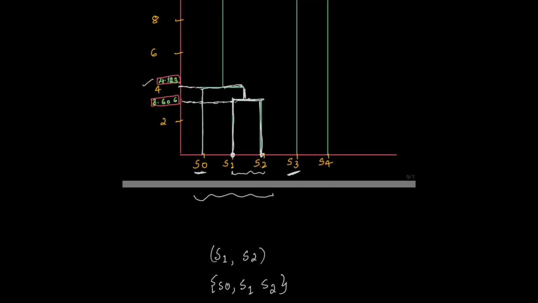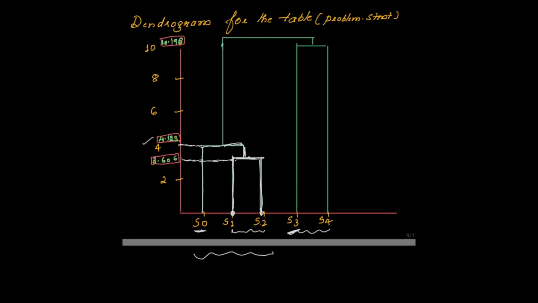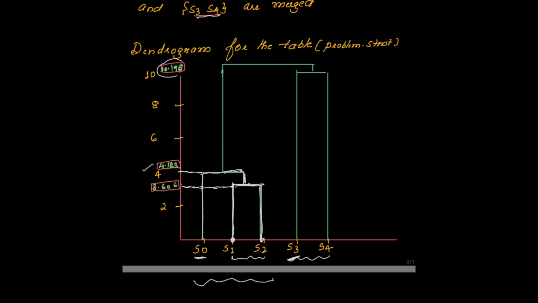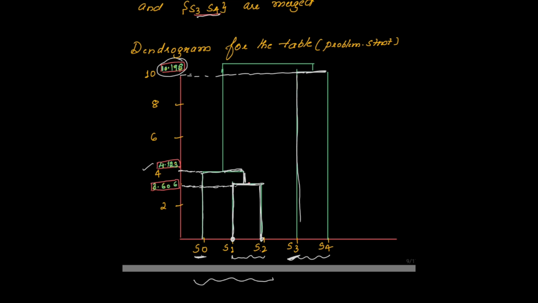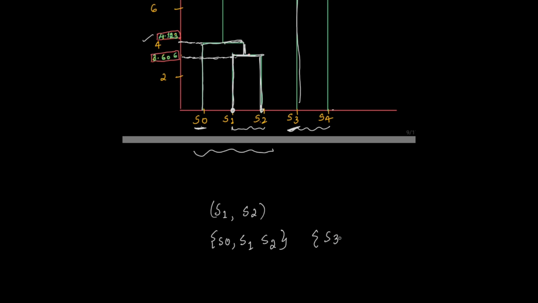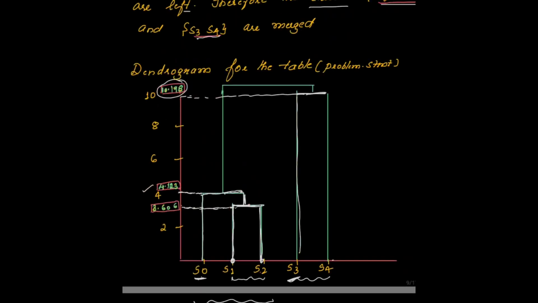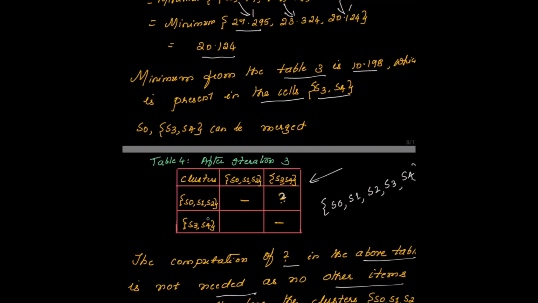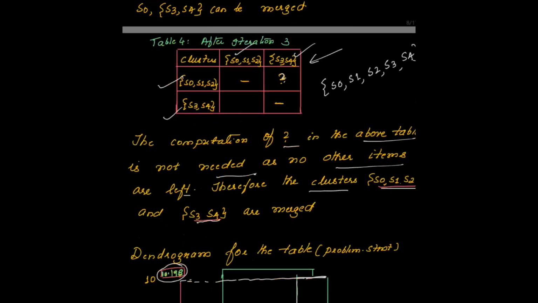After that, the distance between S3 and S4 is 10.198. So whatever height I have sketched here is your 10.198. So you have one cluster here with S3 and S4 and another cluster with S0, S1 and S2. These were the two clusters. You can cross verify here with the diagram: S0, S1, S2 and S3, S4.